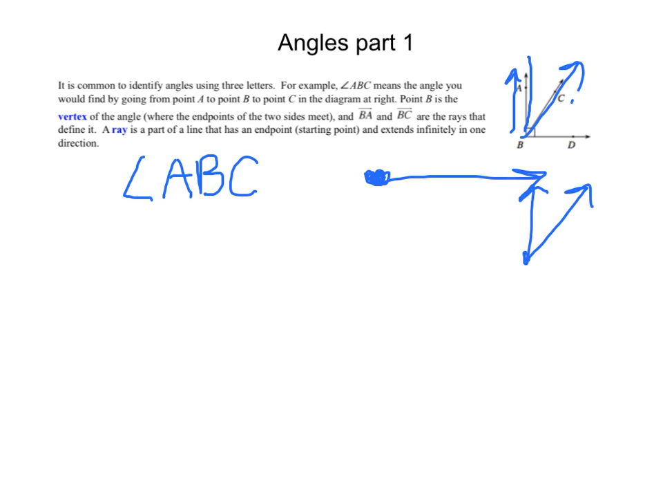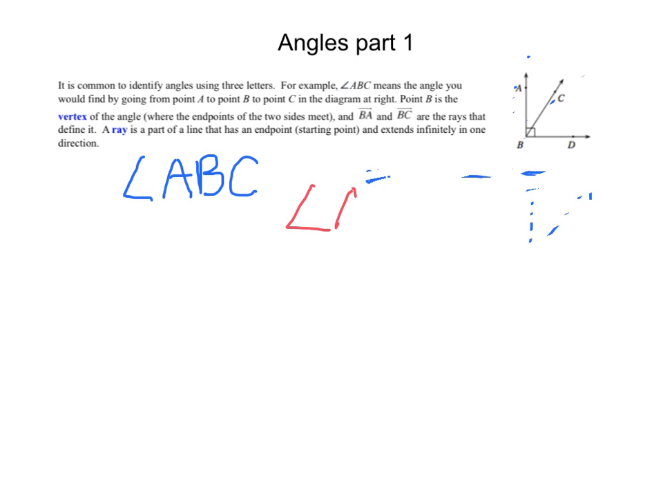All right, so in this picture, let me erase some of this. In this picture, there are multiple angles that we could refer to. All right, so for instance, if I write angle ABD, then I'm referring to the right angle formed by A, B, and D. Okay, right there.